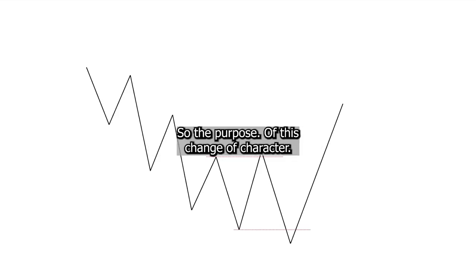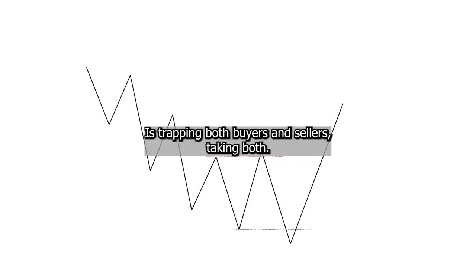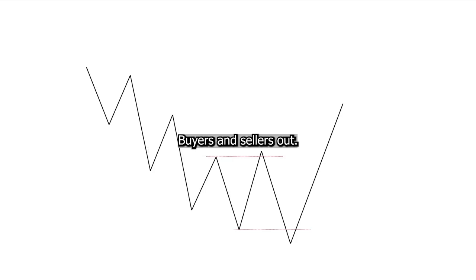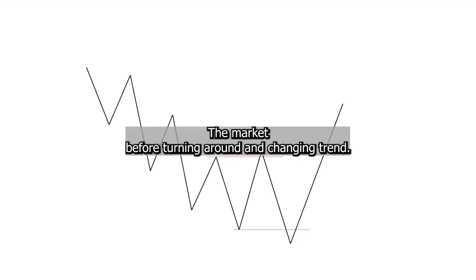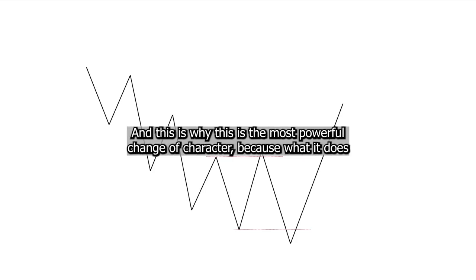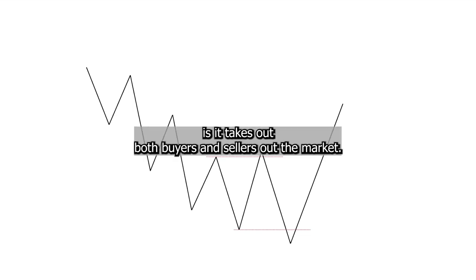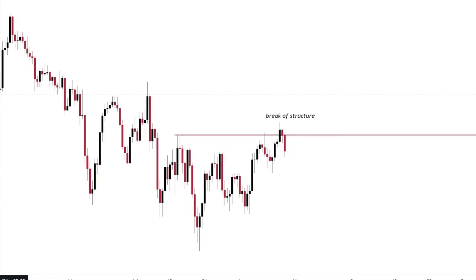So the purpose of this change of character is trapping both buyers and sellers, taking both buyers and sellers out of the market before turning around and changing trend. And this is why this is the most powerful change of character, because it takes both buyers and sellers out of the market. So let's take a look why external to external change of character is the most powerful.